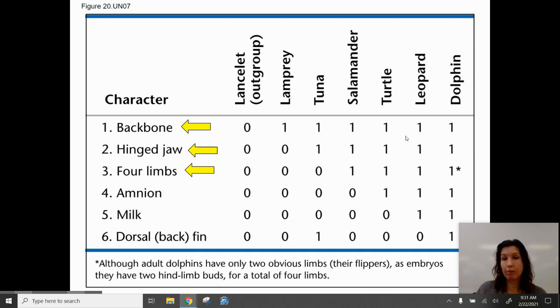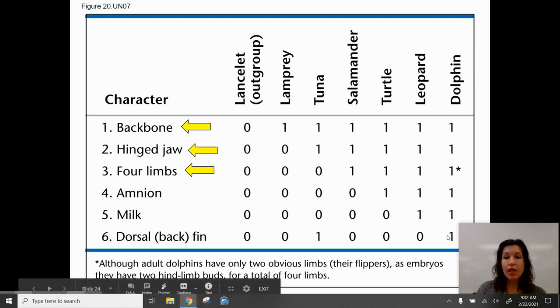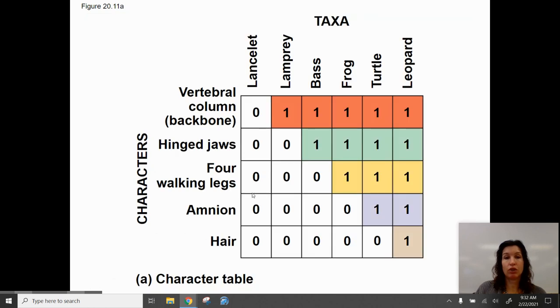So when we're looking at the chart, we look to see which characteristic probably arose first, which means most of the organisms will have it. So if we look, backbone, all of these organisms have a backbone, except for the lancelet. This is the outgroup. So we would know a backbone would arise first, and then hinge jaw, then forelimbs, then amnion, then milk, and then a dorsal back fin. So we can use this to construct.